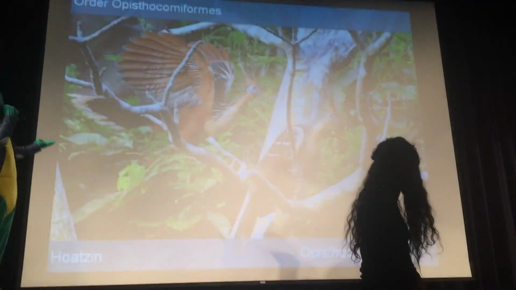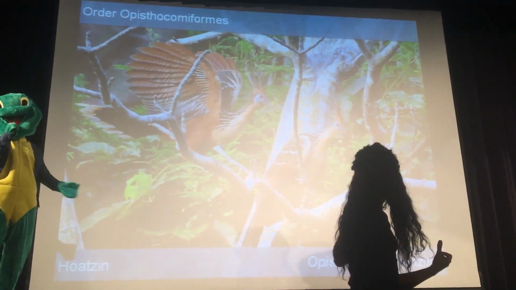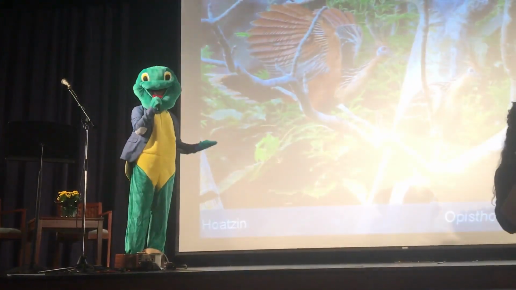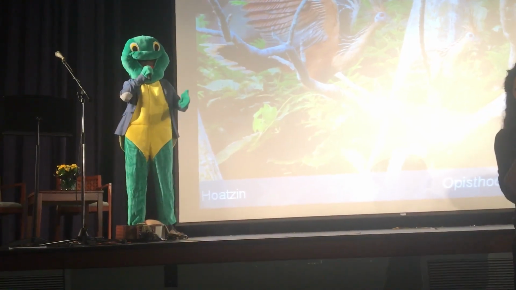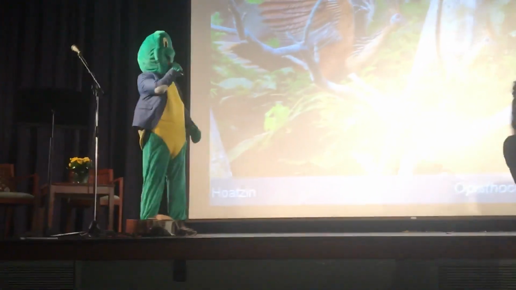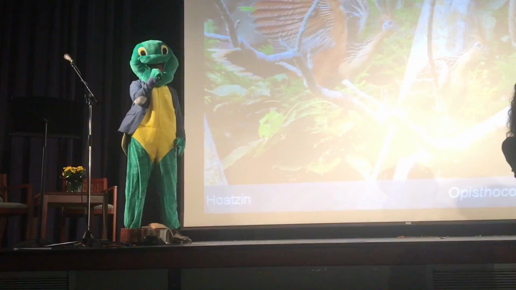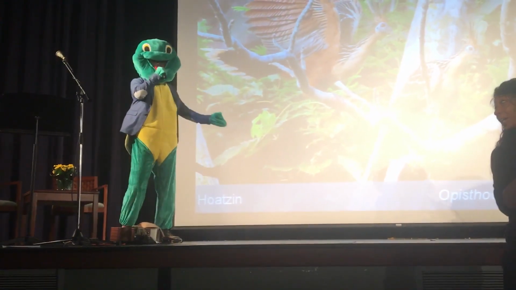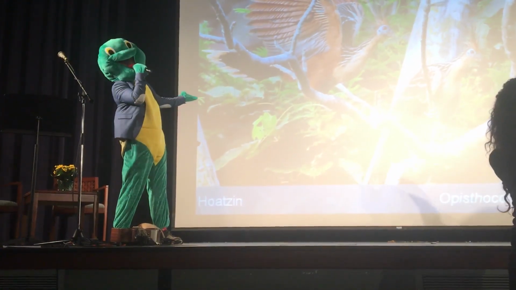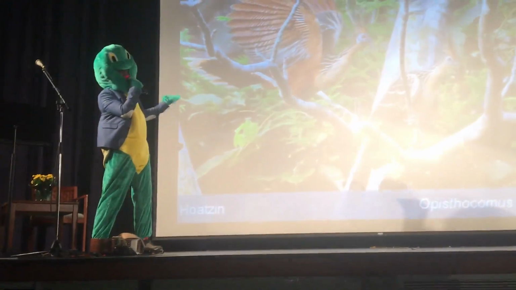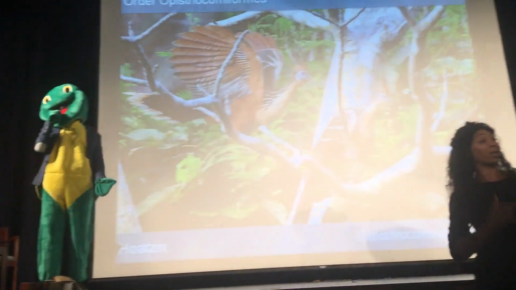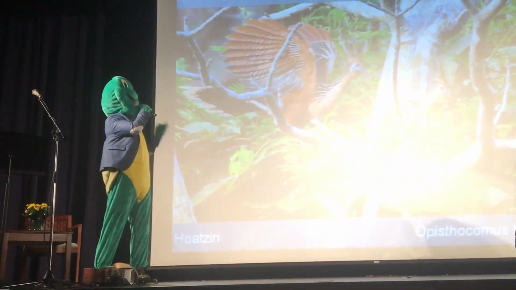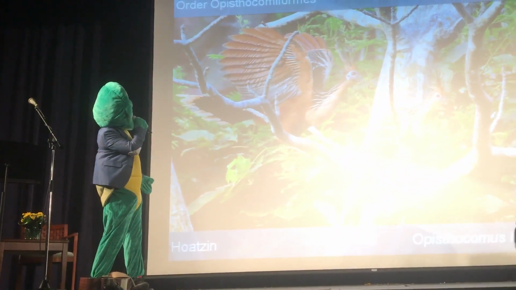Next we have order Opisthocomiformes, which includes one species, the hoatzin. The hoatzin branched off from other birds about 64 million years ago. It's okay, she's spelling out hoatzin real fast. H-O-A-T-Z-I-N. It's a weird bird. Look at it. I mean, really? Its nearest common ancestor with other birds existed around the time that dinosaurs went extinct. It's barely a bird at all.